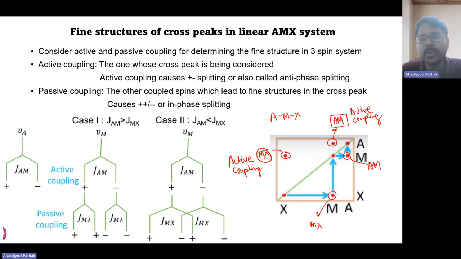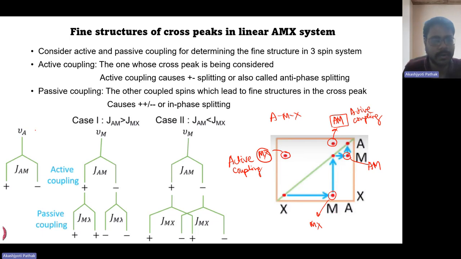So the cross peak that you are considering, that is the active coupling. That is what is written here. The one whose cross peak is being considered is the active coupling. Active coupling causes plus minus splitting, also called anti-phase splitting. Now passive coupling, all other coupled spins, will lead to the fine structures. They are the passive coupling, and passive coupling results in plus plus, minus minus, or in-phase splitting.